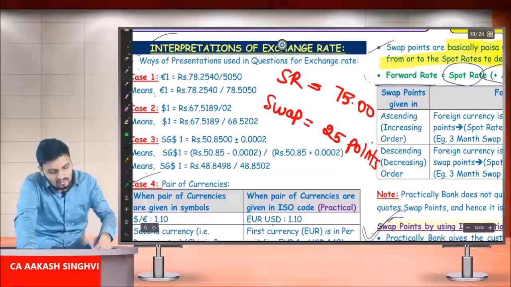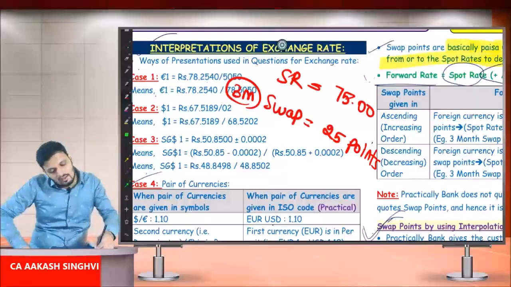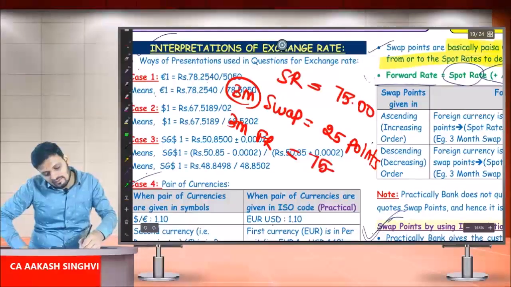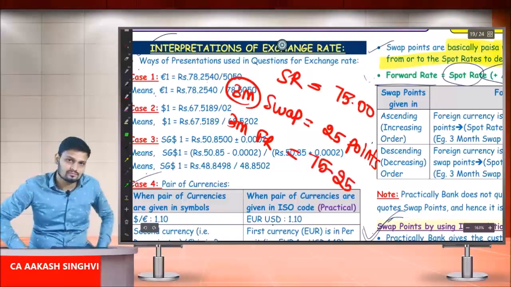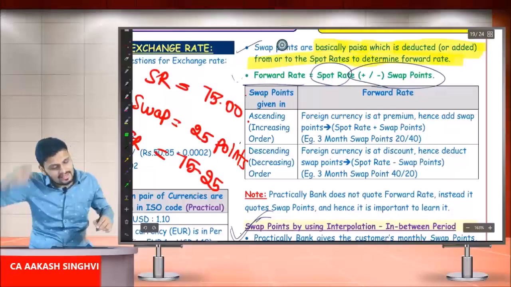25 points. And these are 3 month swap points. They will always give you how many months swap point this is. In the question, they will definitely give you. Find out the 3 month forward rate. It is as simple as 75.25. Now, swap points are given in ascending order.